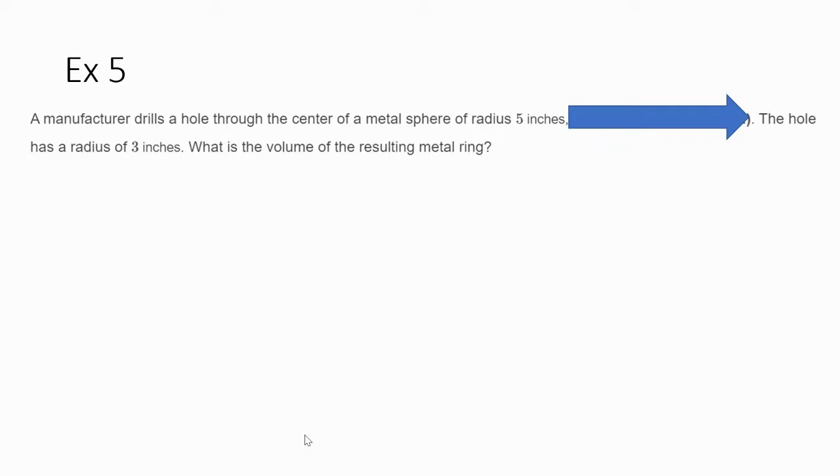This is a very realistic example, and again, I erased some things here because the expectation on a high stakes assessment or even on a low stakes assessment is that you can draw the picture yourself. But I will read this example 5 for you. So a manufacturer drills a hole through the center of a metal sphere, and the metal sphere has a radius of 5 inches, and the hole has a radius of 3 inches. And so the question is, what's the volume of the resulting metal ring?